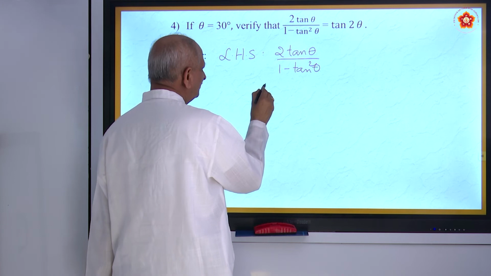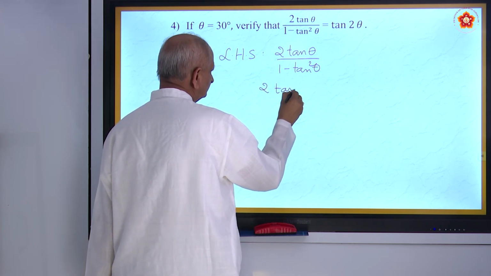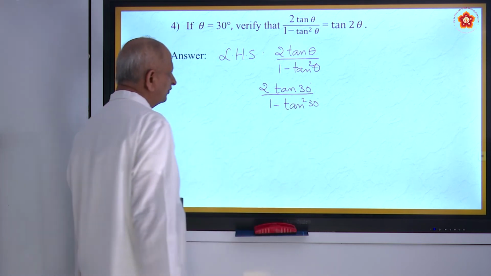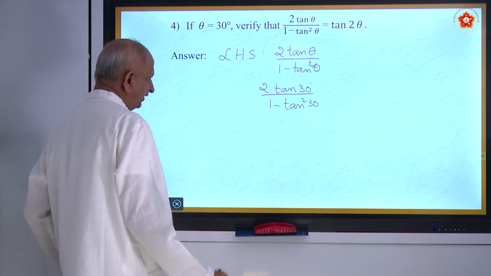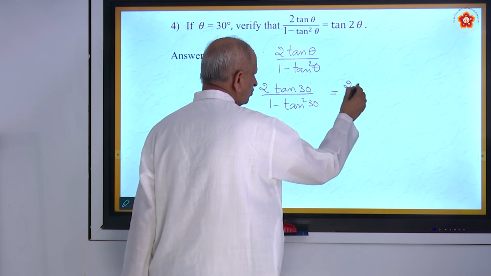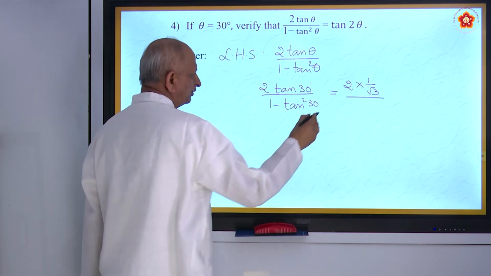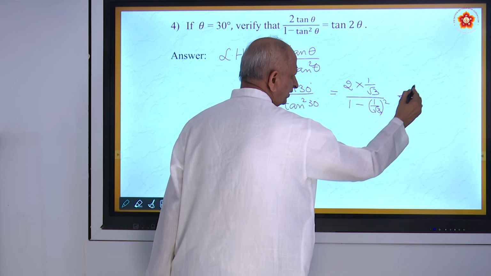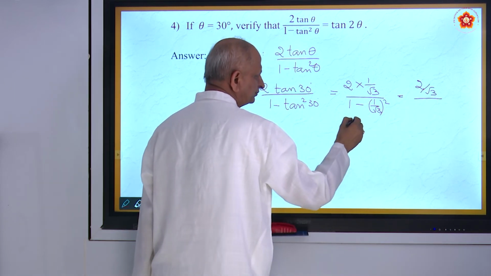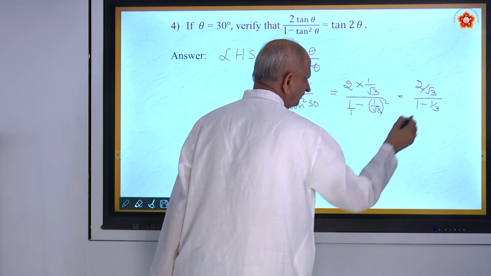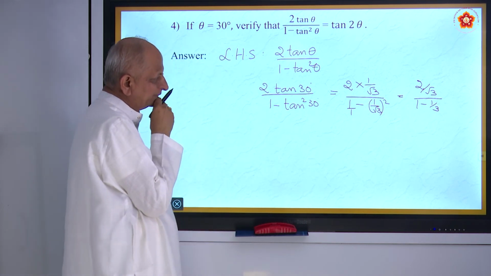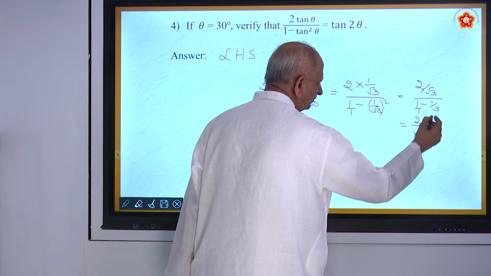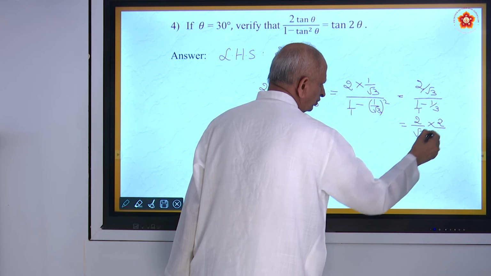Followed? So that is 2 into tan 30 by 1 minus tan square 30. What is tan 30? Tan 30 is 1 by root 3. So 2 into 1 by root 3 by 1 minus tan square 30. Square means you must make the square. So this will be 2 by root 3 by 1 minus 1 by 3. That will be equal to 2 by root 3 into, if you take LCM, 3 minus 1 is 2, 2 by 3.